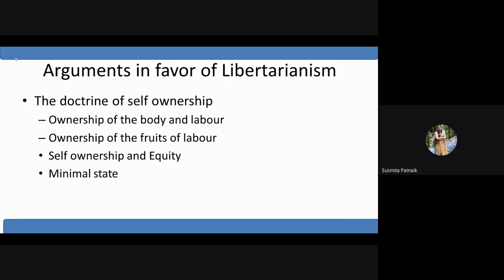So they say, which one? The market libertarian says that as the individual has the body and the mind with himself or herself, every individual's body and mind directs the hand to do certain labor of himself or herself.